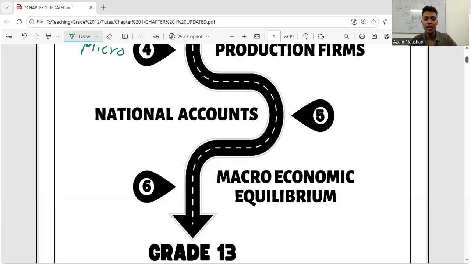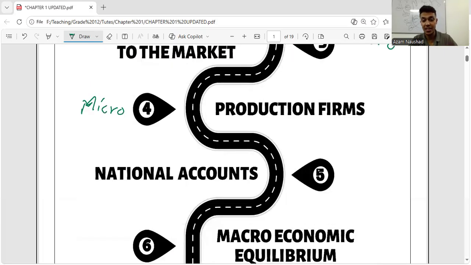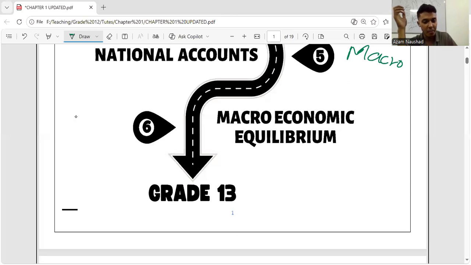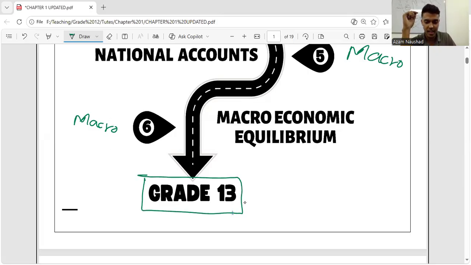Now we are moving to the macro part, national accounts. National means considering the entire economy, if not the country. Macro. Sixth one, once again, macro. And all the subjects, or all the lessons, that you got in grade 13 are macro.